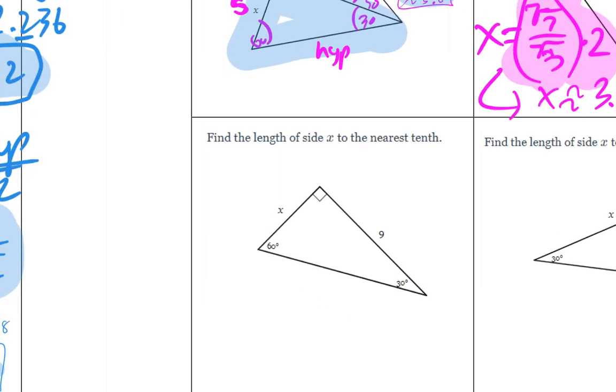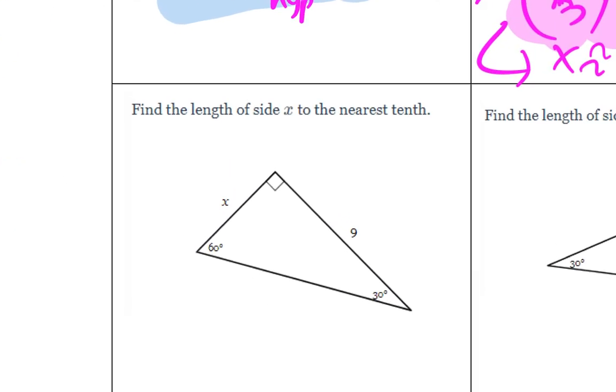Okay, let's keep it moving. Find the length of side x. See if you can get this one. All right, let's look at the information we have. So that's what we're trying to find. We know that it is a 30, 60, 90 special right triangle.